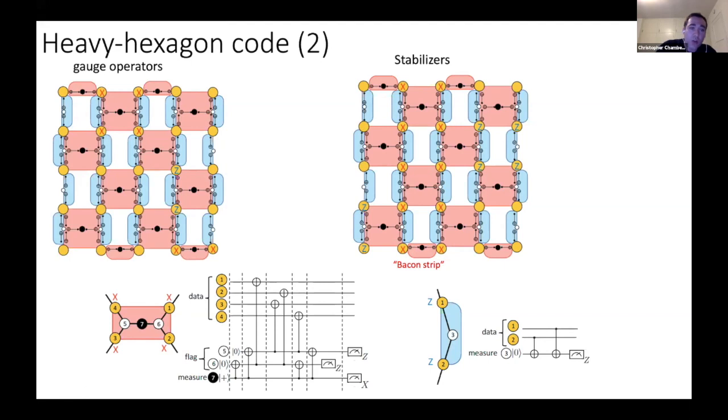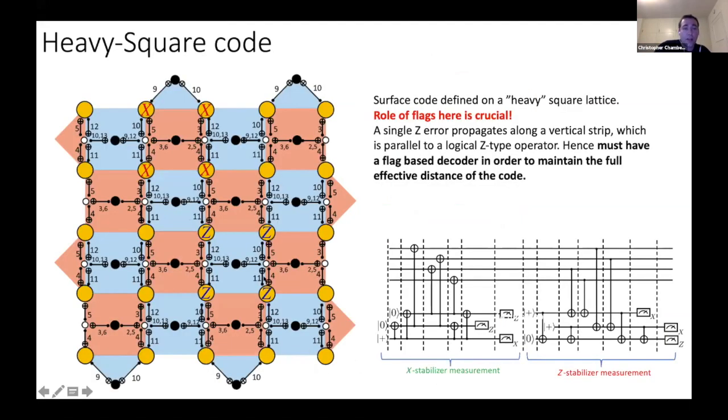And there's another code that we can define on a heavy lattice that also has a lower average degree of connectivity compared to the surface code, and this is what we call the heavy square code. So it's essentially a surface code, but defined on a heavy square lattice. And again, for both the X and Z type operators, these could be measured by using flag qubits as an intermediary step, and then the black ancillas would measure the parity of the stabilizers. And again, the data qubits would be represented by the yellow vertices.